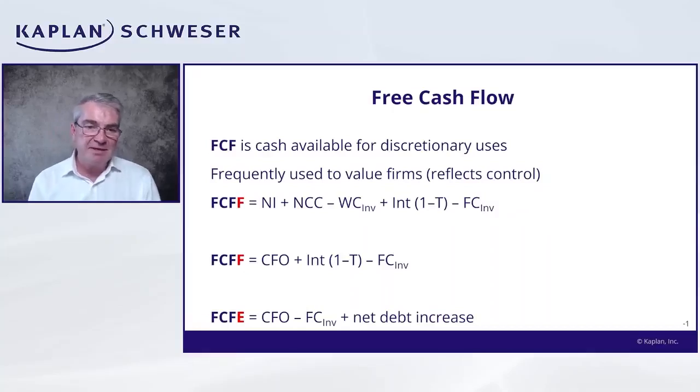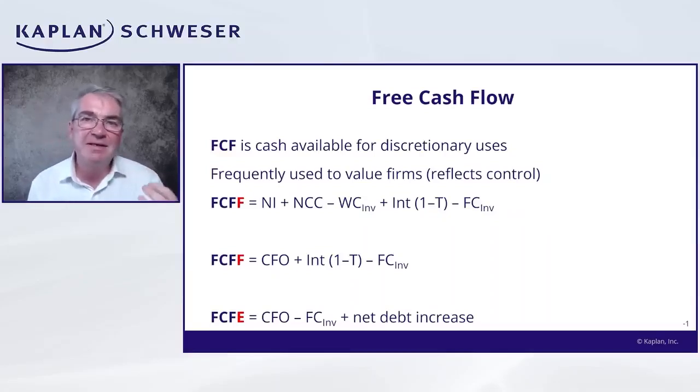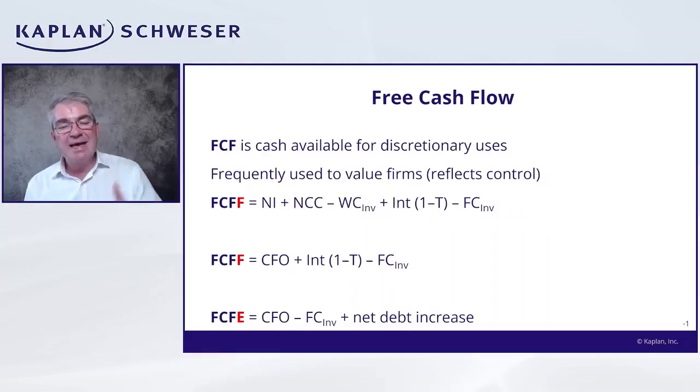Right, so it's used to value firms. It's going to reflect control. And there are two measures we look at: free cash flow to the firm and free cash flow to equity. Free cash flow to the firm is free cash flows available to distribute to both debt and equity holders. Key point, therefore, it's before any payments or receipts to the debt or equity holders.